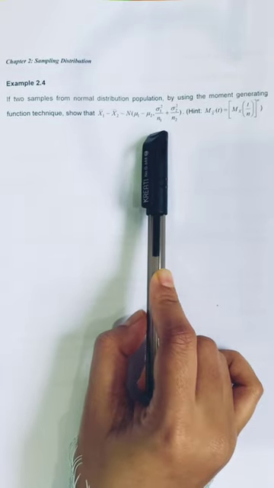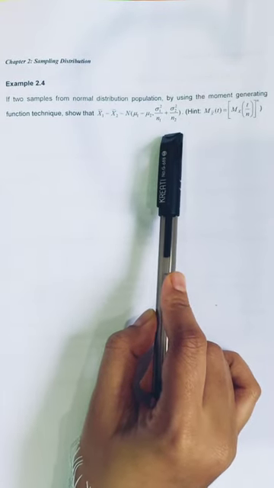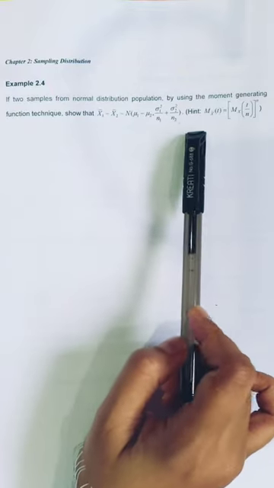Okay, try to do this example. Example 2.4. If two samples from normal distribution population, by using the MGF technique, show that x1 bar minus x2 bar will be the normal distribution with parameter mu1 minus mu2, and the variance is sigma 1 square divided by n1 plus sigma 2 square divided by n2.